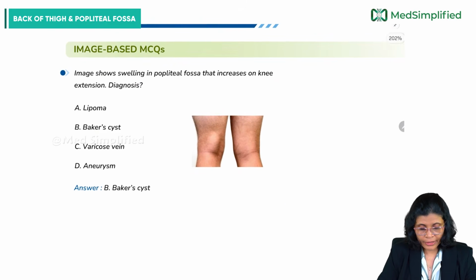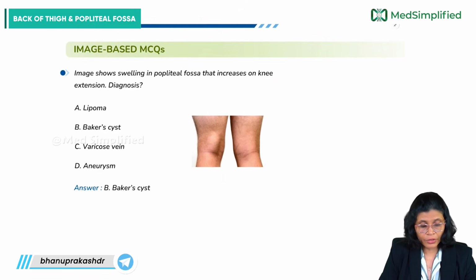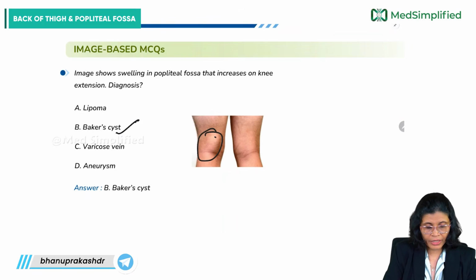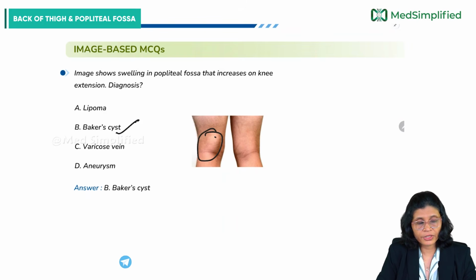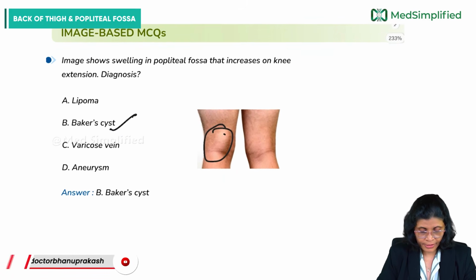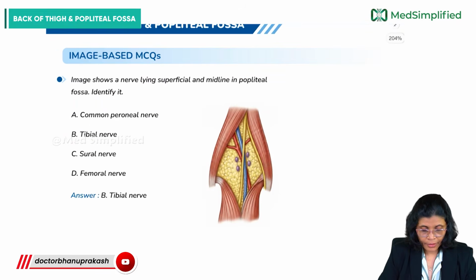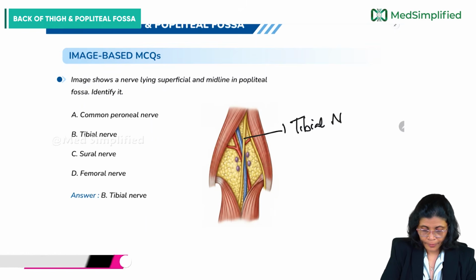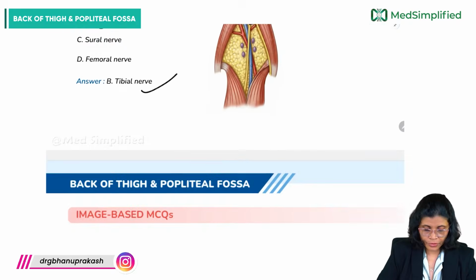The image shows swelling in the popliteal fossa that increases on knee extension. So, that is the Baker's cyst. Baker's cyst is basically the inflammation of the bursa, which we call the Baker's cyst. The image shows a nerve lying superficial and midline in the popliteal fossa. Which is the nerve? It is the tibial nerve. So, B is the right choice.